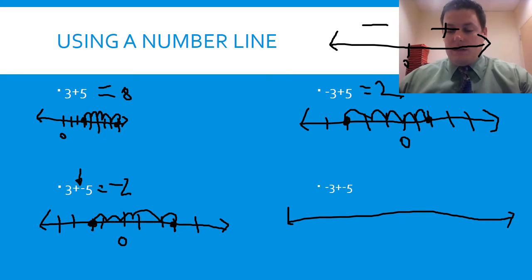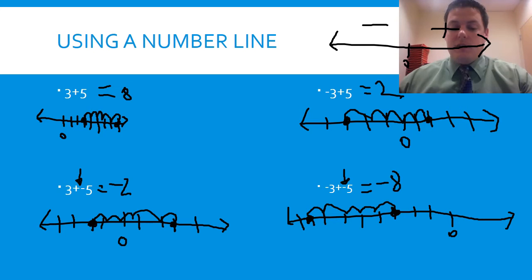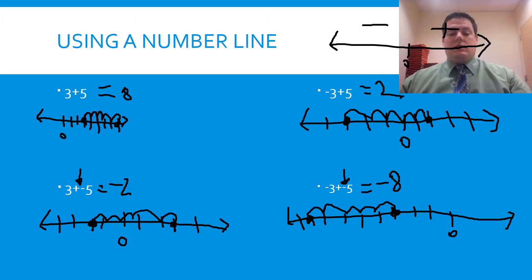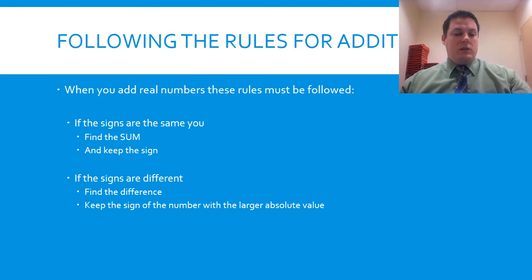And then in this example, if 0 is here, we're starting at -3. Add, so we're going to go to the right. Nope, change of direction. We have that minus sign, so we're actually going to the left 5. 1, 2, 3, 4, 5. We'll see that -3 plus -5 is -8. Hopefully there are no questions on the number line. I'm going to move on.